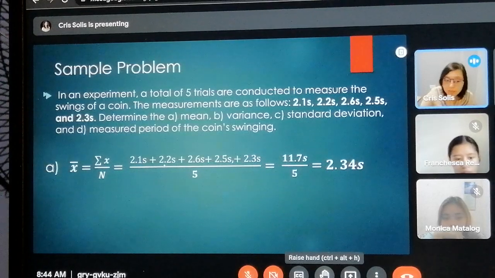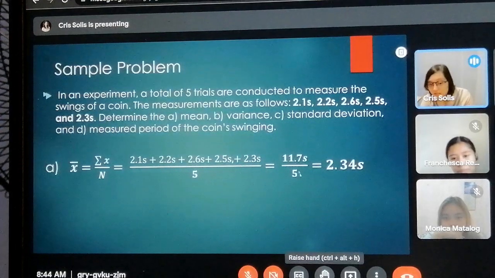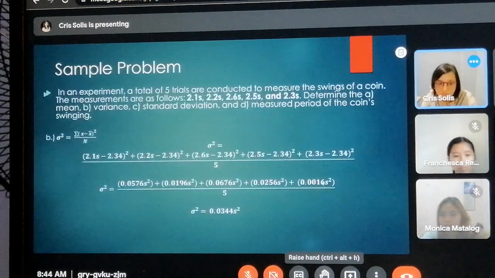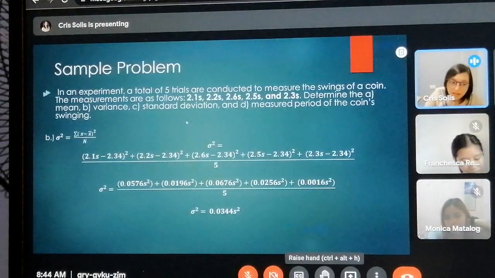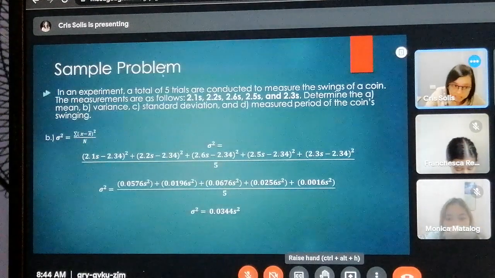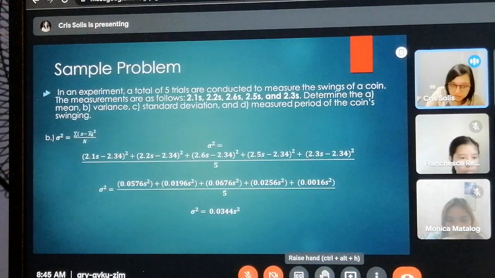So 2.1 plus 2.2 plus 2.6 plus 2.5 plus 2.3, you'll get 11.7. Divided by 5, that's 2.34 seconds. Madali pa? Kaya pa. Good. Next, eto na. Padami na ng padami ang sinusulat. This is your variance. So again, it's the summation. So you have to add everything.